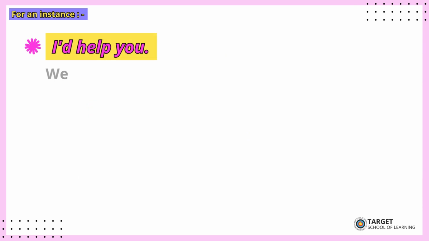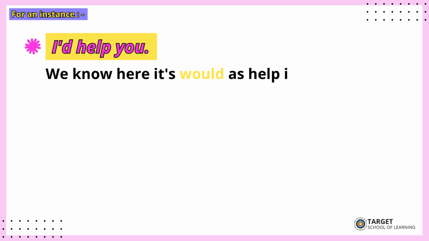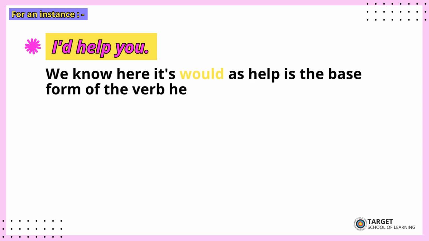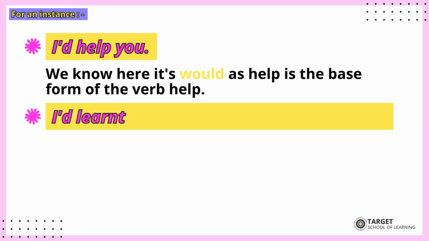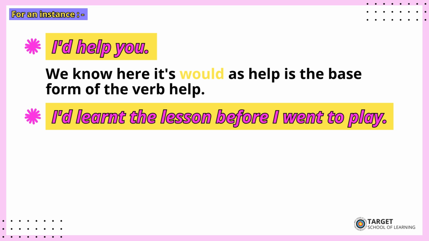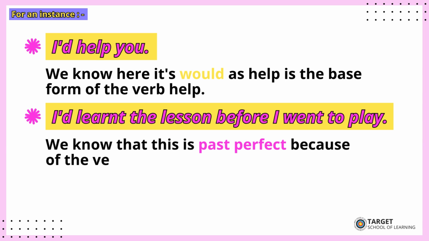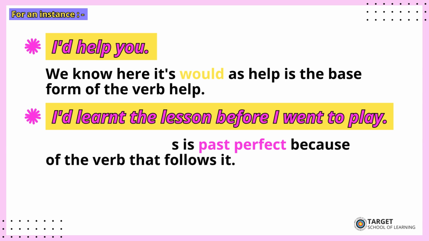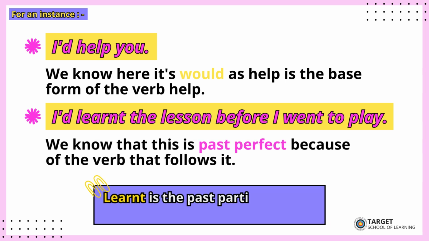For instance, I'd help you. We know here it's would, as help is the base form of the verb help. I'd learned the lesson before I went to play. We know that this is past perfect because of the verb that follows it. Learned is the past participle form of the verb learn.